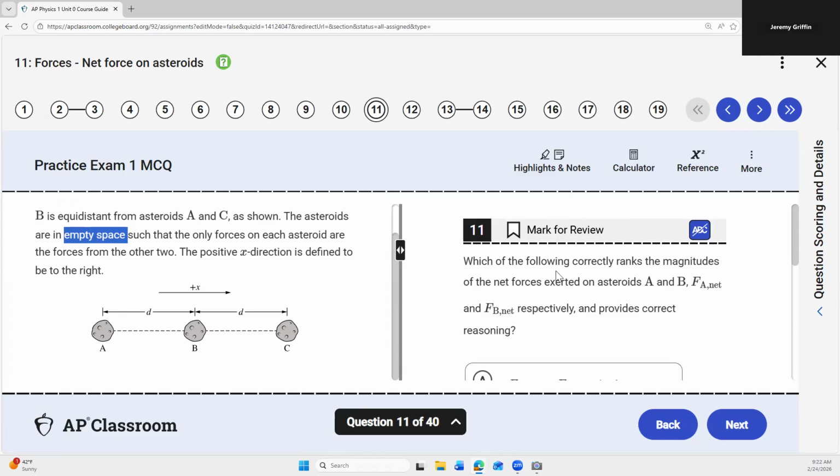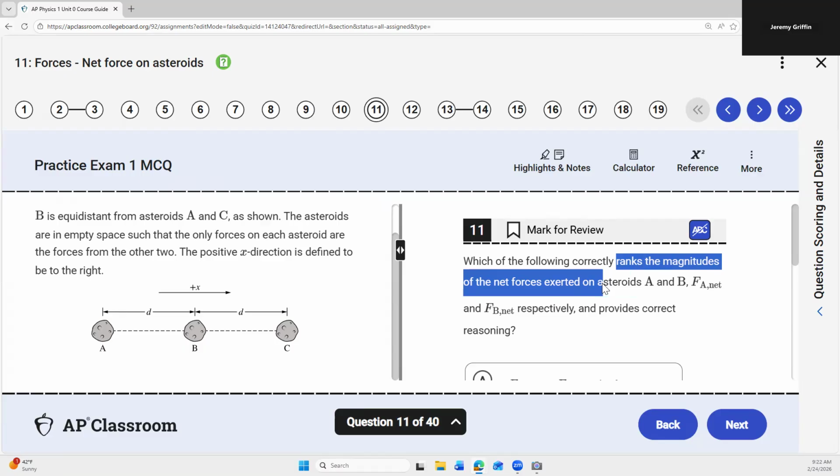Which of the following correctly ranks the magnitudes of the net forces exerted on asteroid A and asteroid B? So F_A net and F_B net. Well, let's start with asteroid B. Has asteroid B been pulled to the left as much as it's being pulled to the right? So what is the net force on asteroid B? Zero. Yeah, there's zero net force. It's not going to accelerate at all. May as well just be sitting there.